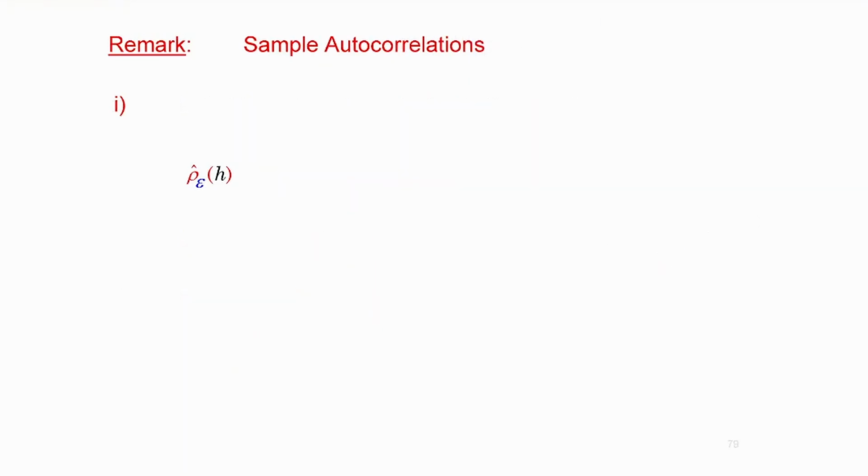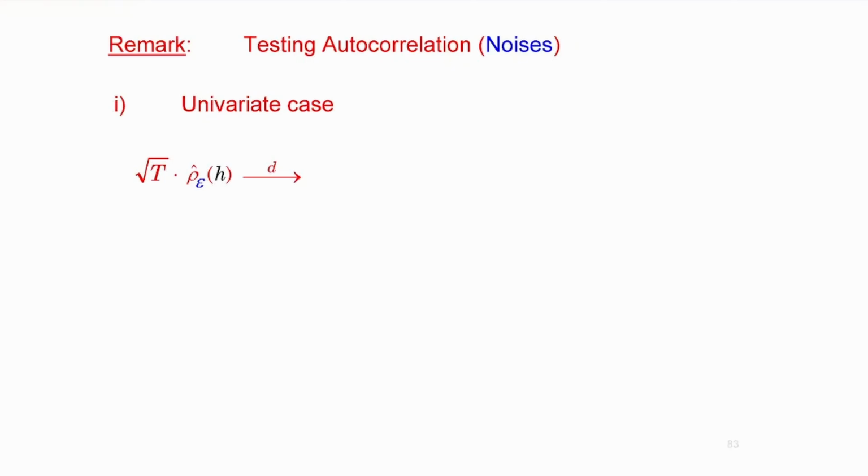Anyways, now I want to talk about basic properties of these things. The first property is that within the univariate case, when it comes to the noises, the sample autocovariance converges in distribution to the standard normal distribution if it's multiplied by the square root of the sample size as the sample size progresses. So the test statistic, it has no specific name, would converge to the standard normal distribution.